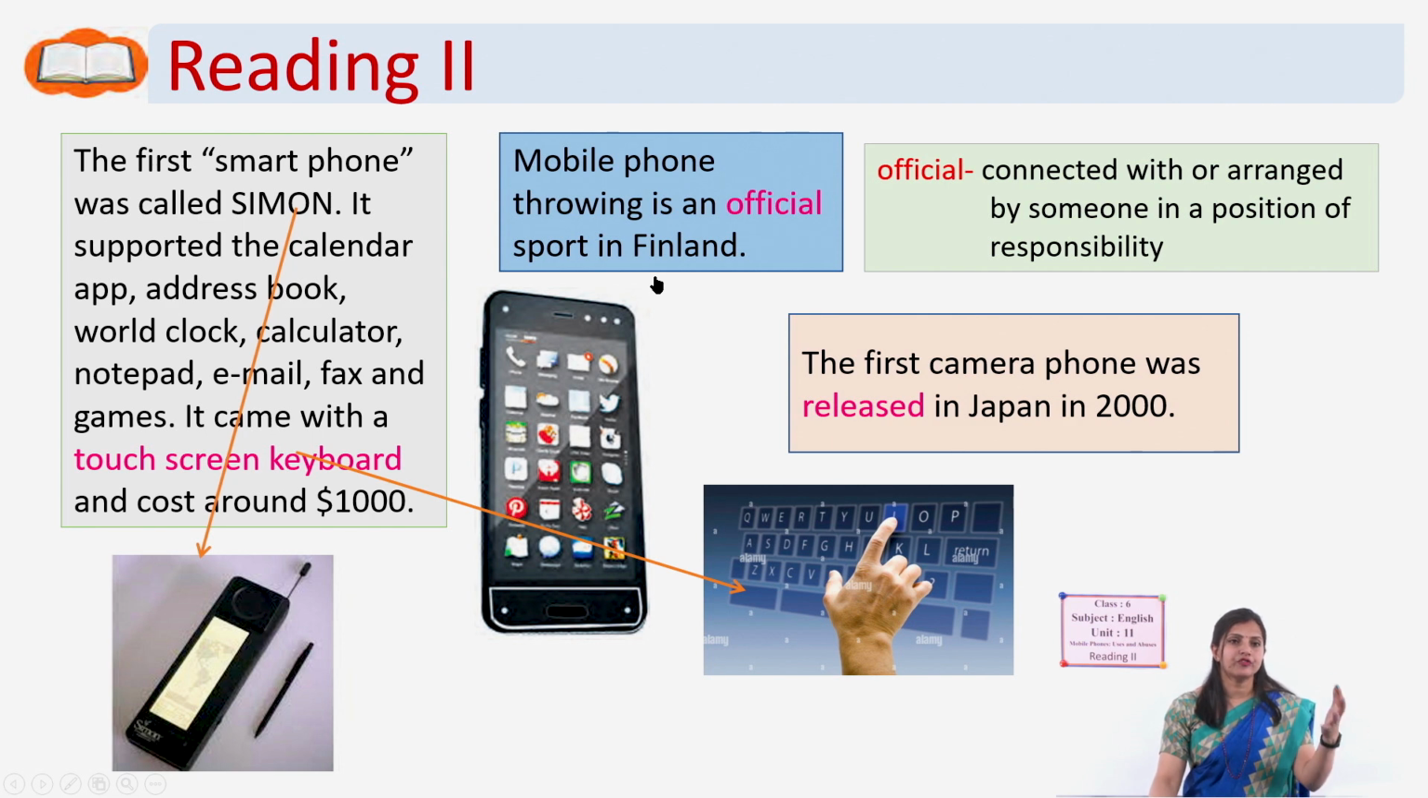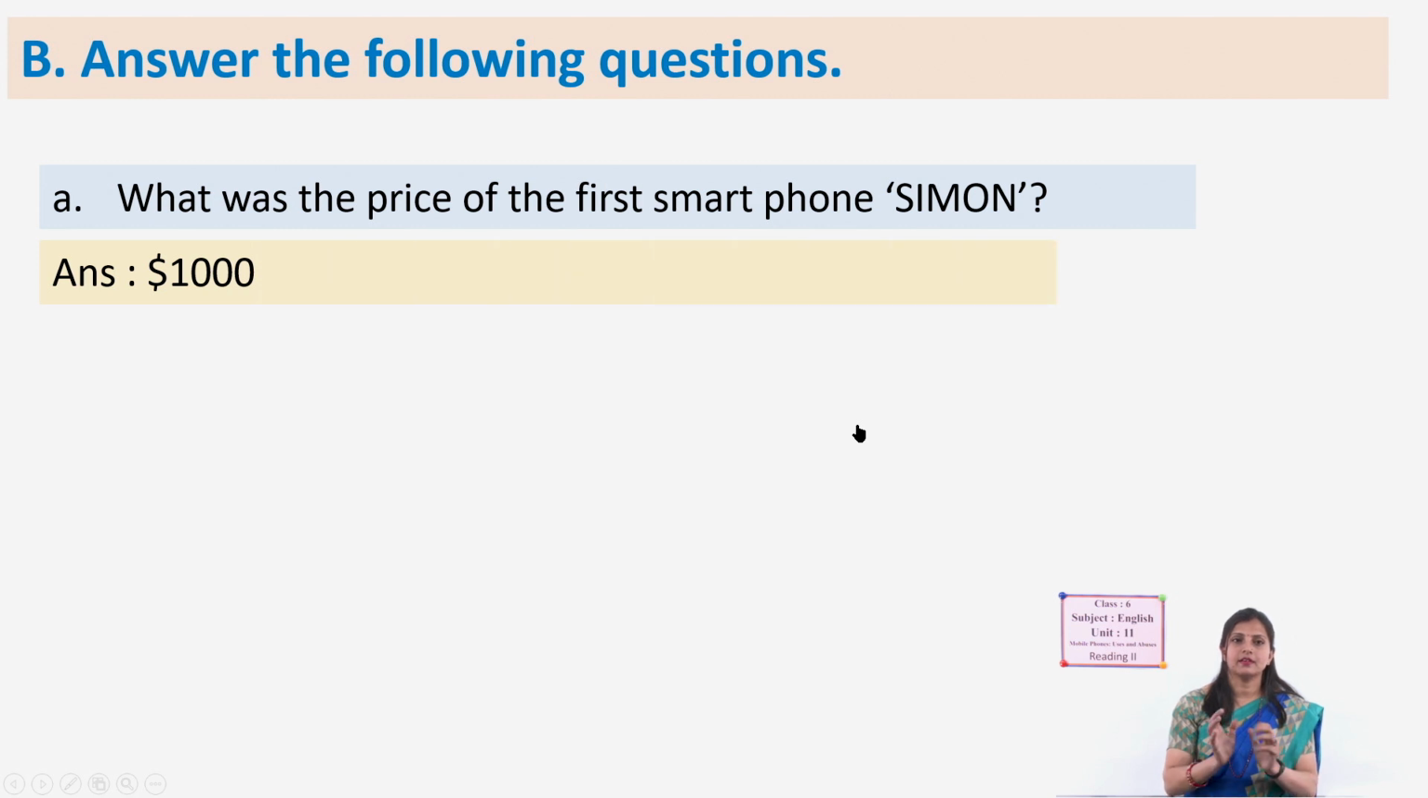What was the price of the first smartphone, Simon? Where did you spot the answer? Tell me. Here, yes, it's $1,000. What is the answer? $1,000. So you have to write in full sentence. Here is just a keyword. You have to write the price of the first smartphone, Simon, was how much? Yes, $1,000. Okay. Now the next one.